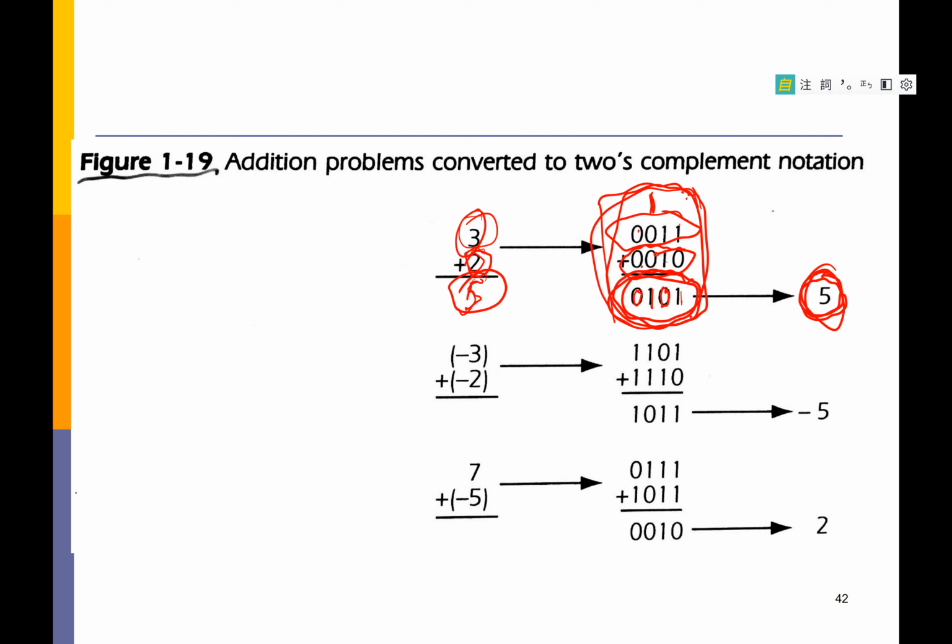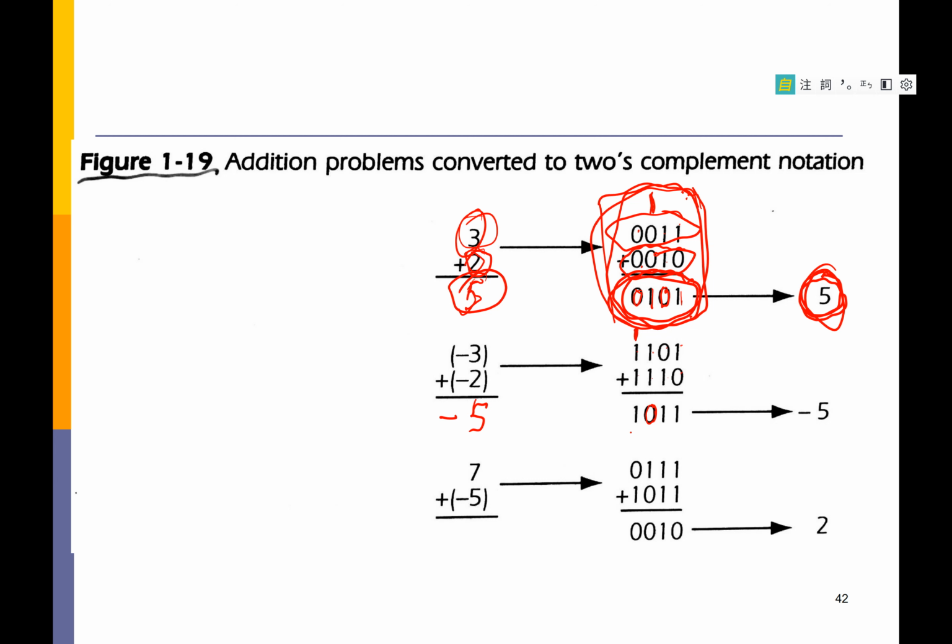Okay, now let's keep going with the second example. Minus 3 in two's complement notation is 1101. Minus 2 in two's complement notation is 1110. Okay, now in the decimal system, everybody can do that. We get minus 5 as our answer. Now in two's complement notation, we just do the binary addition. 1 plus 0 is 1. 0 plus 1 is 1. 1 plus 1 is 1, 0. We got 0 here, but we carry 1 to the previous binary digit.